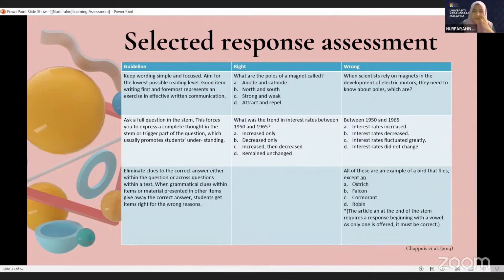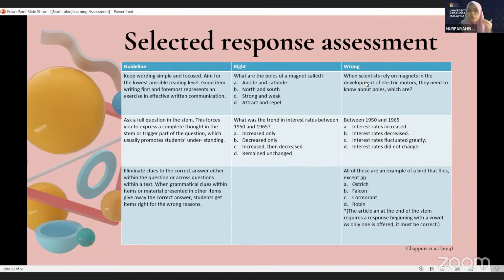Okay, that's not good, because you are not examining the language. If you are not teaching language subjects, you are not assessing their language, but you want to assess their mastery in terms of the content knowledge. Okay, so the right way of designing that question would be, what are the poles of a magnet called? So this is the multiple choice question. There are 4, A, B, C, D.